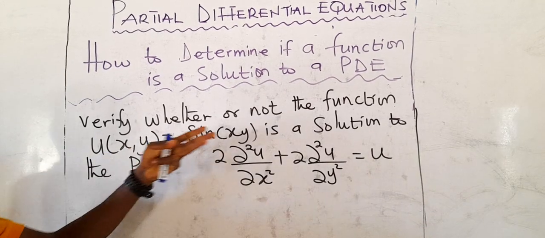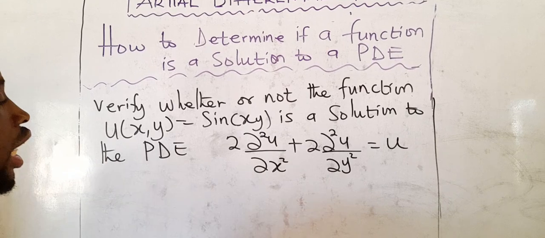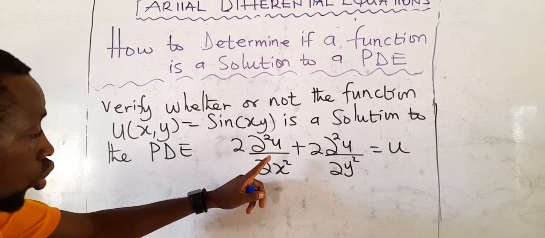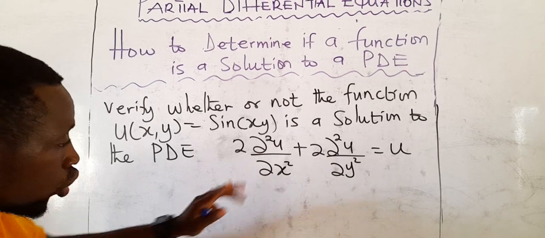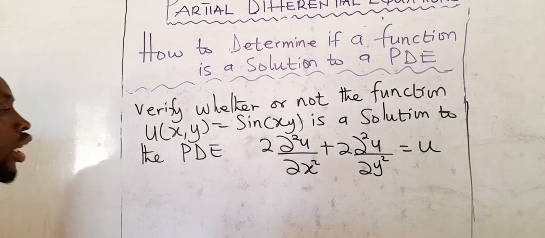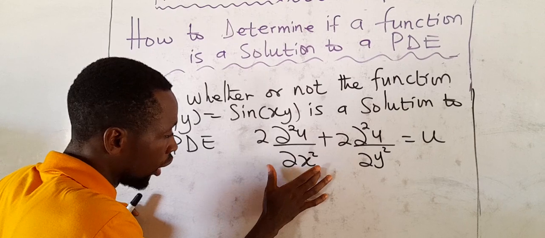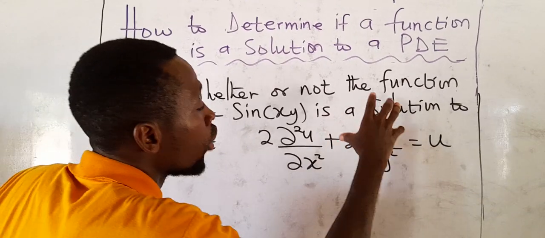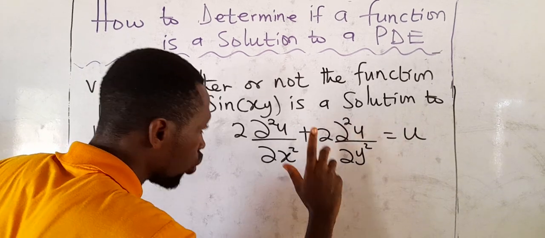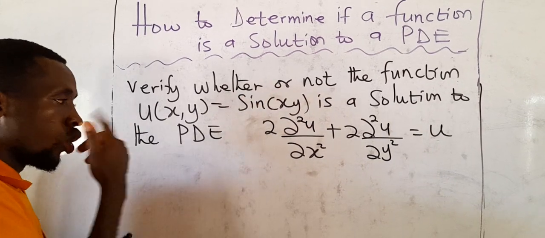It says verify whether or not the function u, which depends on x and y, equal to sine xy, is a solution to the PDE: 2 del squared u over del x squared plus 2 del squared u over del y squared equals u. So we'll verify that. We'll first check the partial derivatives: the partial differentiation of u with respect to x twice, and the partial differentiation of u with respect to y twice. We need to get those. And u here is the function, so we don't have problems.